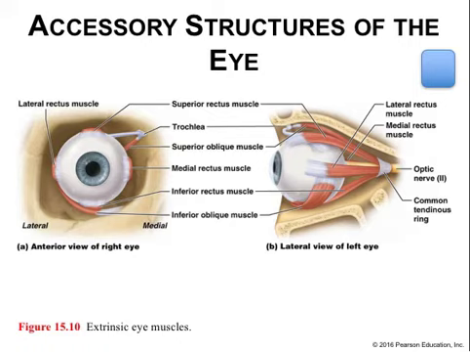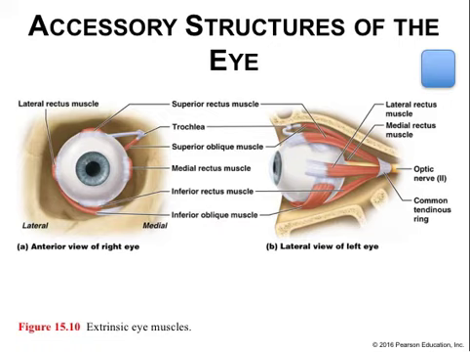Precise movements of the eye require a great number of small motor units consisting of 2 to 3 muscle fibers per neuron. 3 cranial nerves provide innervation to the 6 muscles. Cranial nerve 4 innervates the superior oblique, that's the trochlear nerve. Cranial nerve 6 innervates the lateral rectus, that's the abducens. And cranial nerve 3 innervates the remaining 4 muscles, and that's the oculomotor.